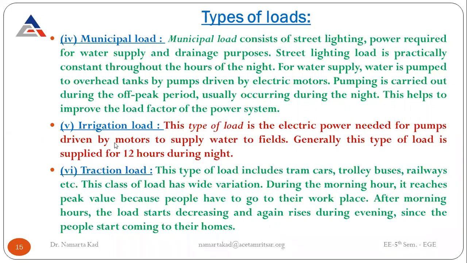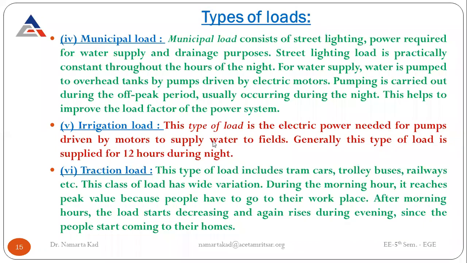Next type of load is the irrigation load. So this type of load is the electric power needed for pumps driven by motors to supply the water to the fields. So what is there in the irrigation load? The main load that is associated with this is the electrical pumps that have to supply the water to the fields. Generally, this type of load is supplied for 12 hours during night.